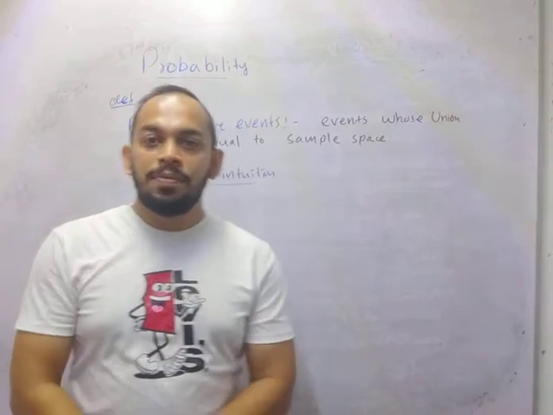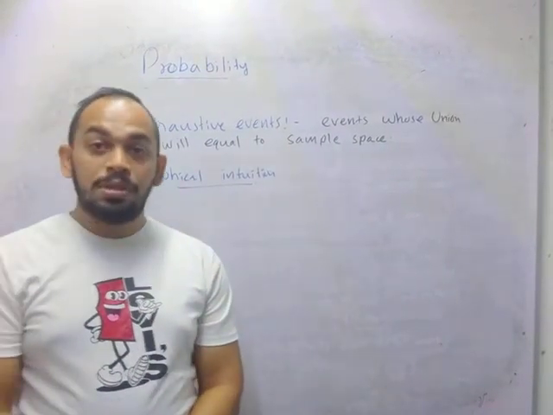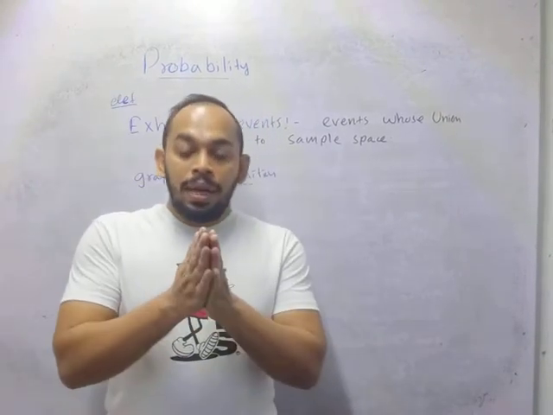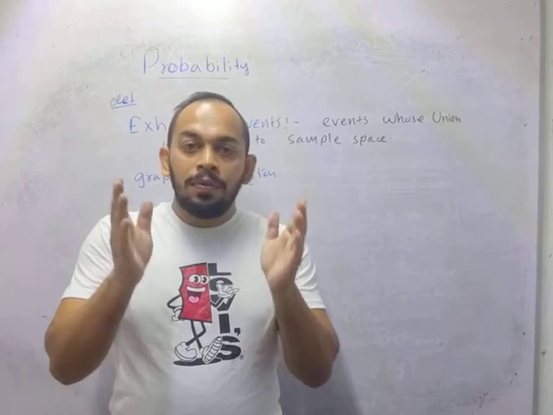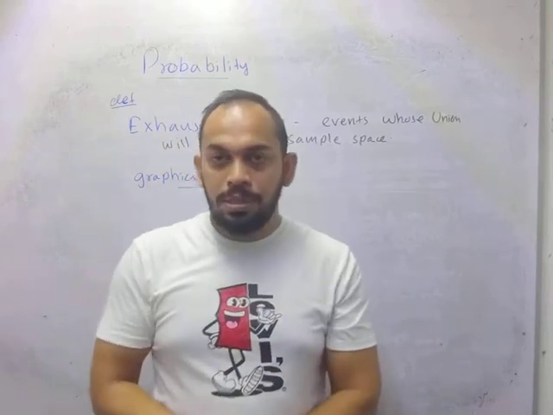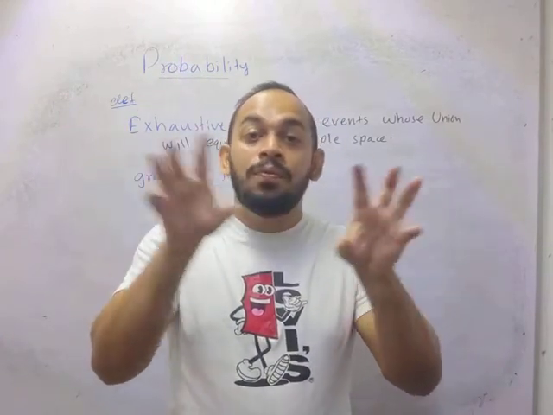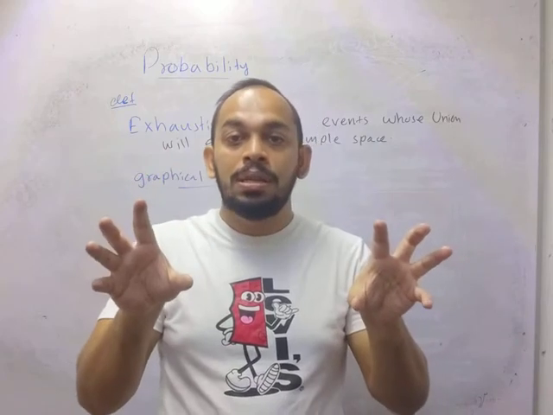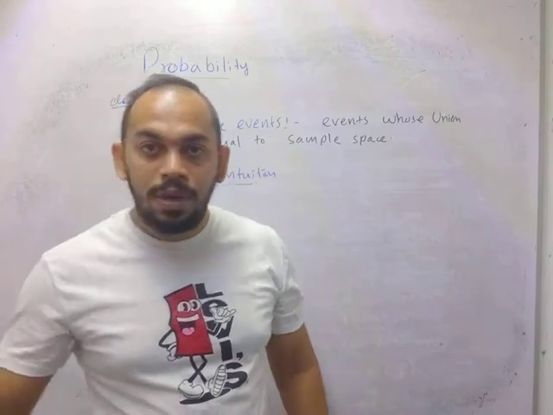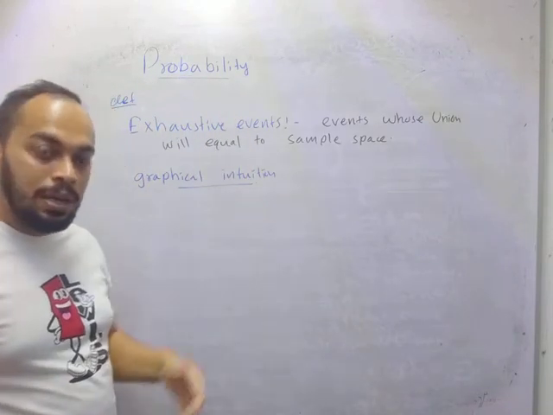Right. The next definition is exhaustive events. So we need these definitions. Exhaustive events. What are exhaustive events? Exhaustive events are events such that their union will represent the sample space. So when you take the union of these exhaustive events, then you get the sample space. Those are called exhaustive events, right? So let's do a graphical intuition, then you will understand what it means.